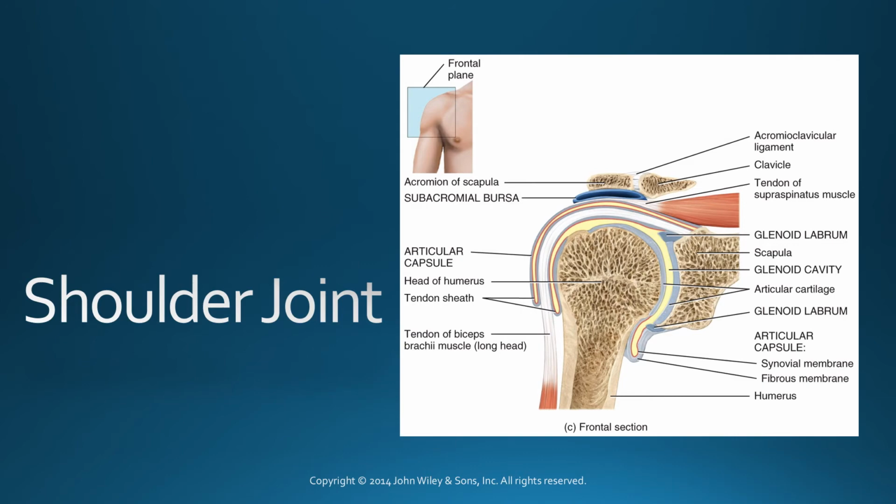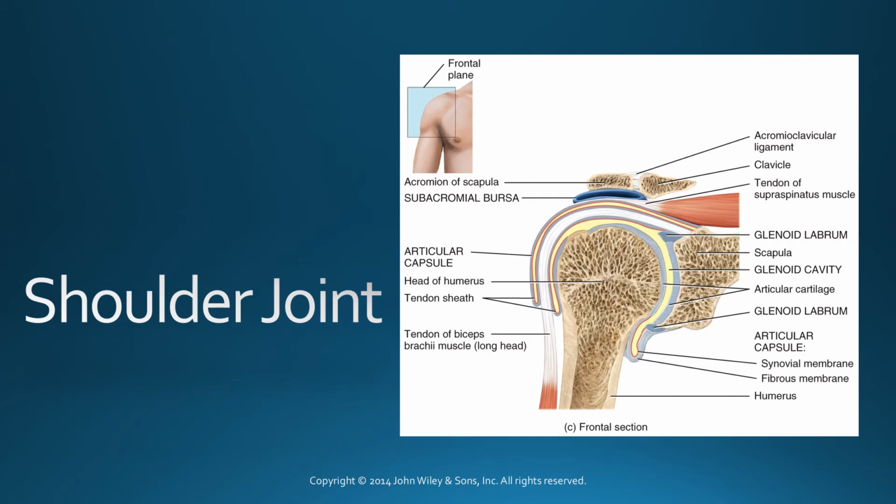So the shoulder joint allows for flexion, extension, hyperextension, adduction, abduction, medial rotation, lateral rotation, and circumduction of the arm. So you're getting a lot of movement at this joint. It really has more freedom of movement than any other joint of the body.